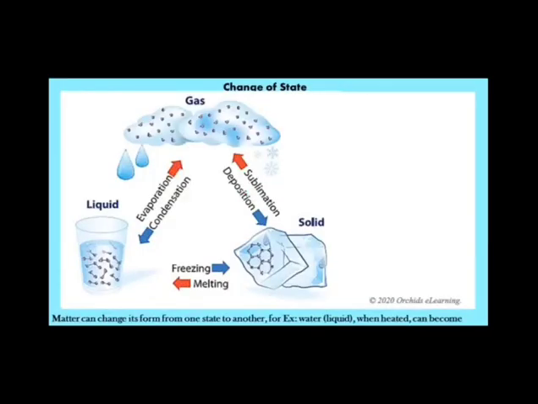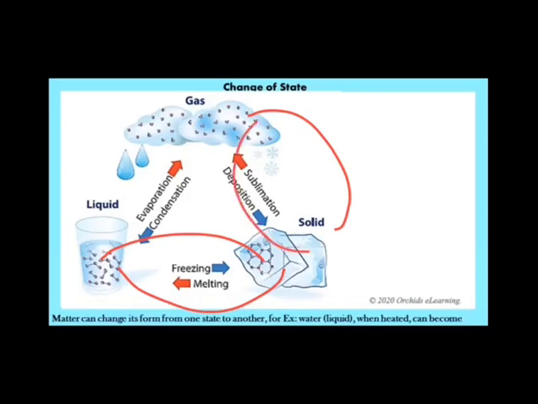Now we also know how the liquid can change into solid and how the solid can change into liquid, how these states of matter can be interchanged. Now we can also change the solid into gaseous state and the gas into the solid state directly without converting into liquid. How?